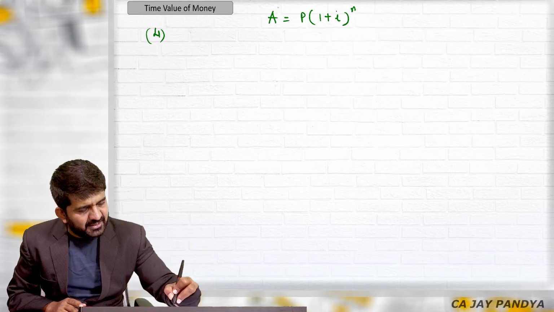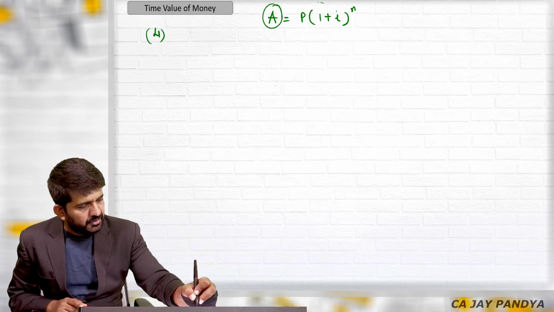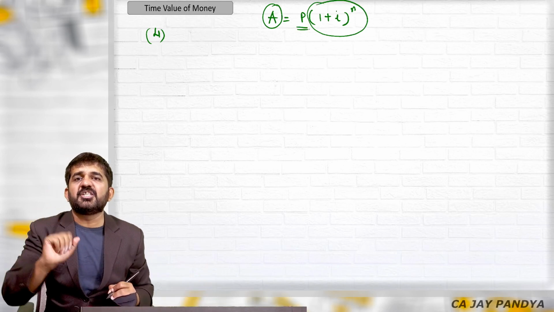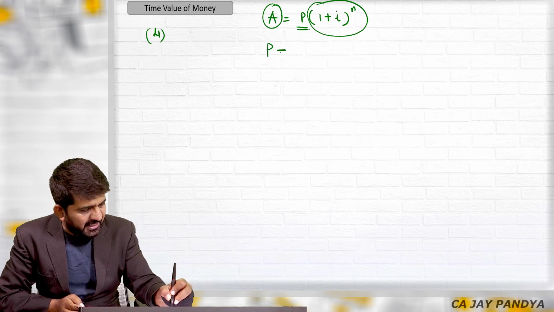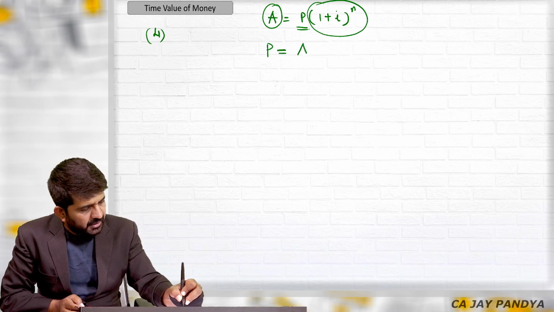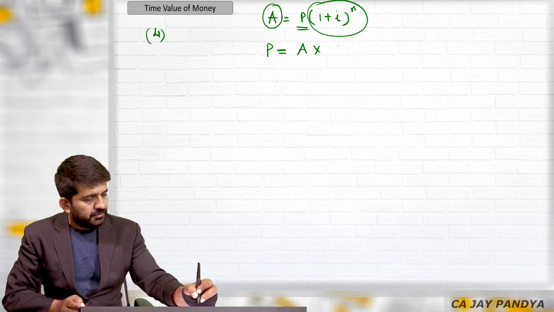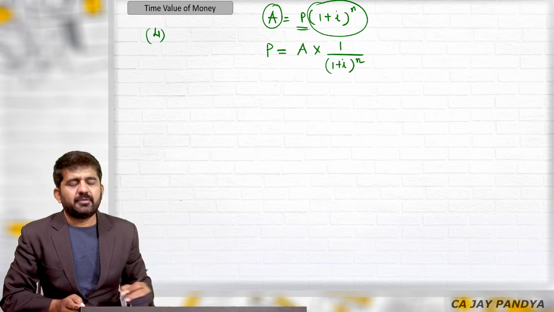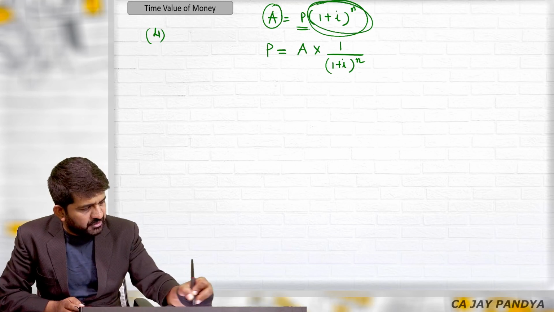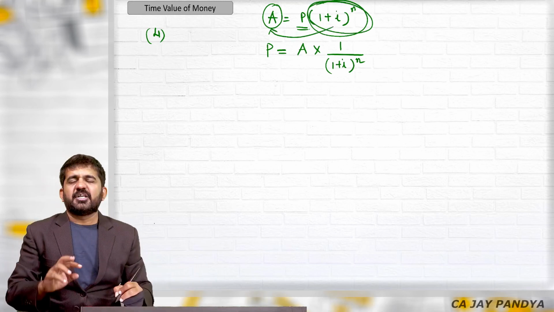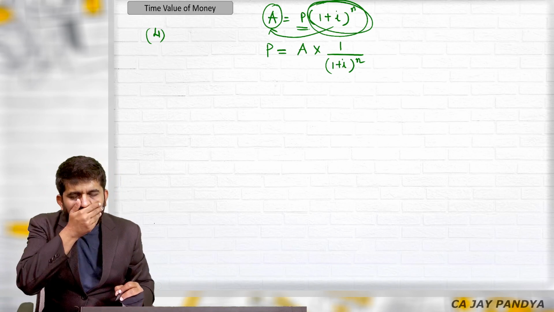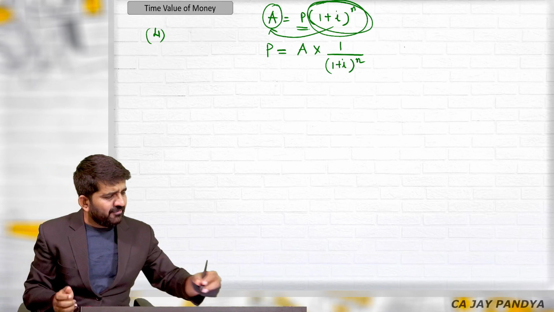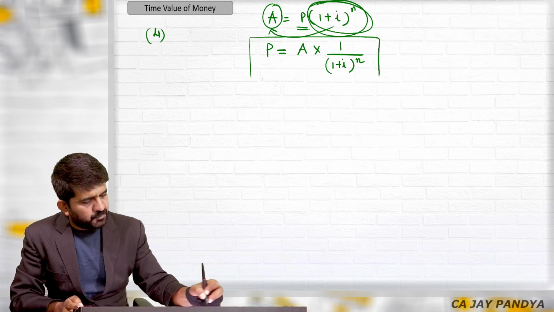Now onwards, this A will be given. This will be available. You need to find out P. So I'm just changing the sides. P is equal to A into 1 divided by 1 plus I upon N. So if this goes, the circle goes on this side, instead of multiplication, it will become division. So I have taken division of the same. So whenever you want to find out present value, I'll be using this formula.